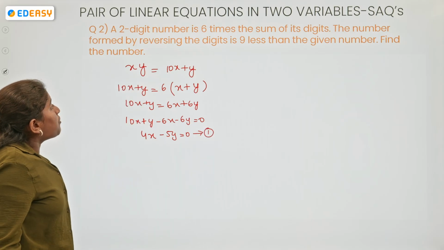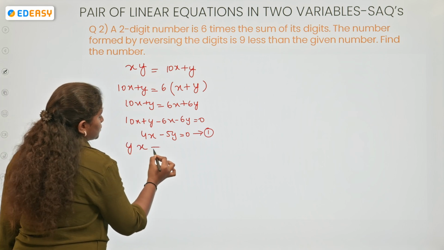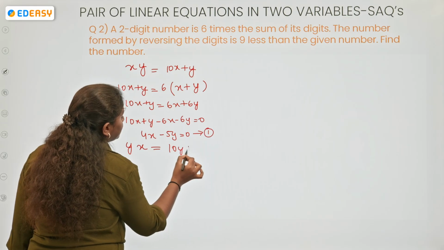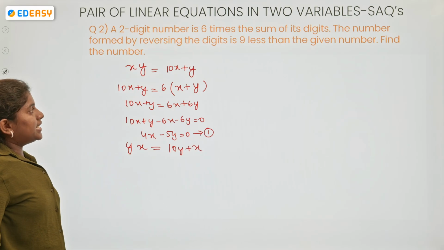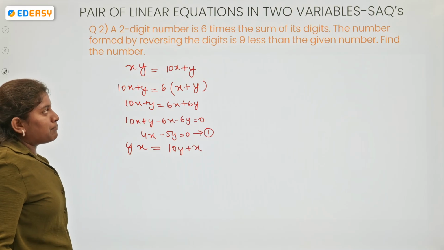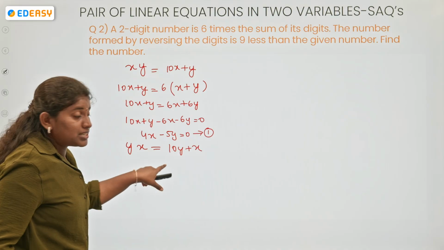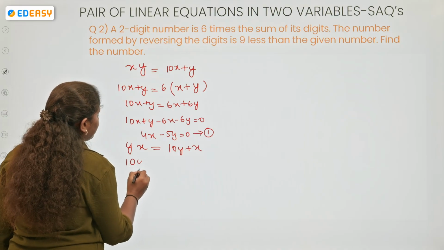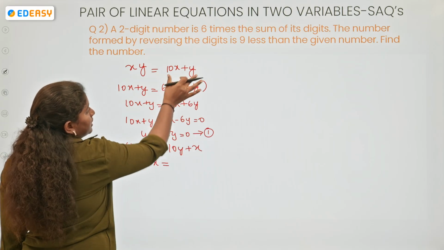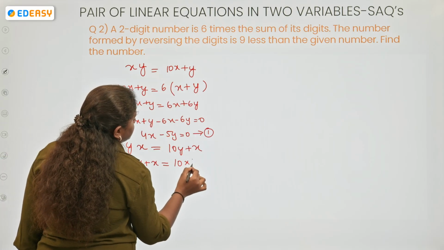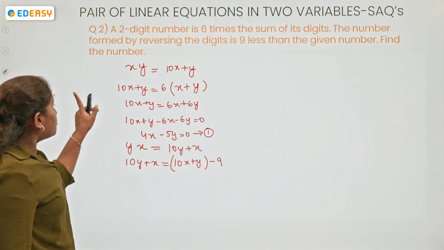Next, the number formed by reversing the digits. Reversing the digits means it will become yx. So its expanded form will become 10y plus x. The number formed by reversing the digits is 9 less than the given number. So the number formed by reversing the digits is 10y plus x, which equals 9 less than the given number. The given number is 10x plus y. From this you need to subtract 9. Now find the number.